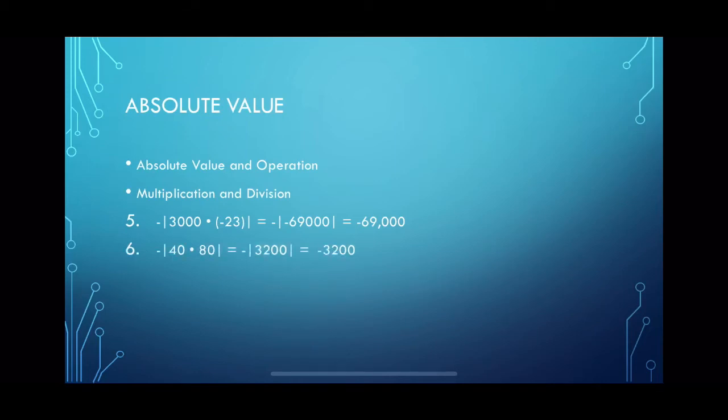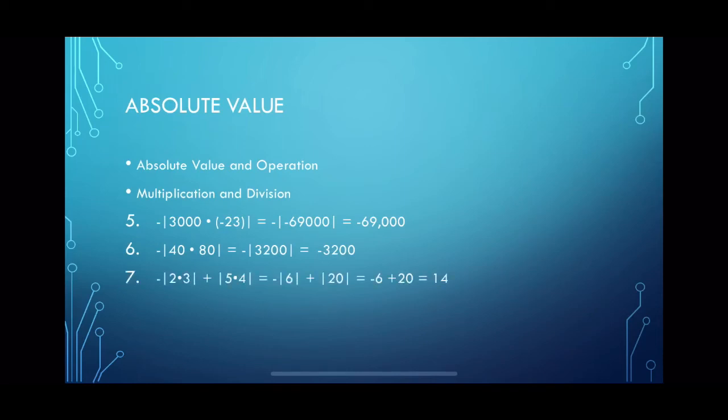So number 6, it is the same. We have negative absolute value of 40 multiplied by 80. So it is equal to negative absolute value of 3,200. And the absolute value of 3,200 is 3,200, but we have the negative sign outside the absolute value sign. So we will have negative 3,200.